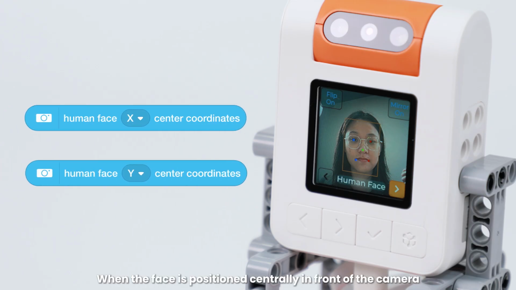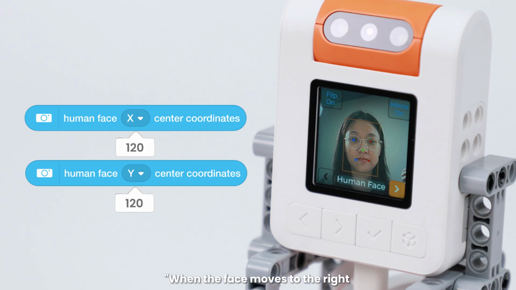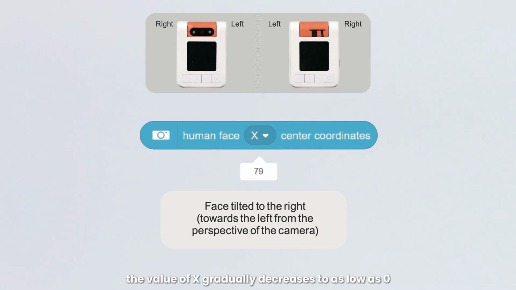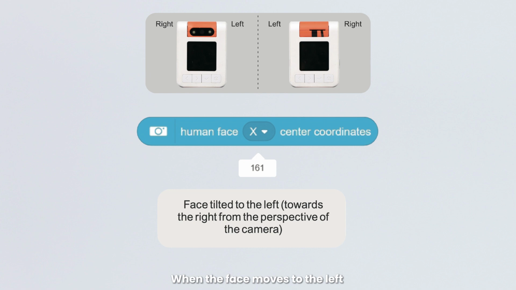When the face is positioned centrally in front of the camera, the coordinates of the face center are x equals 120, y equals 120. When the face moves to the right, the value of x gradually decreases to as low as 0. When the face moves to the left, the value of x gradually increases up to 240.